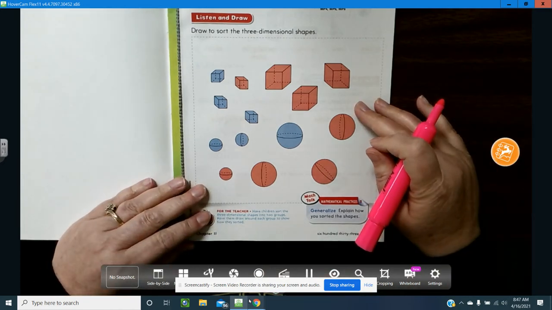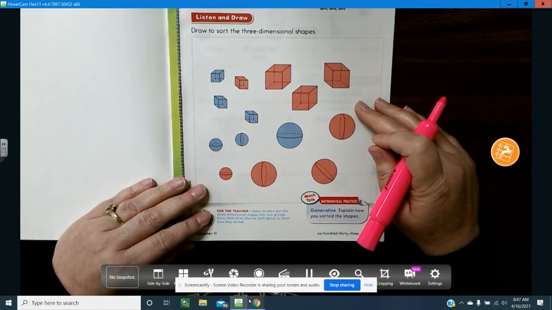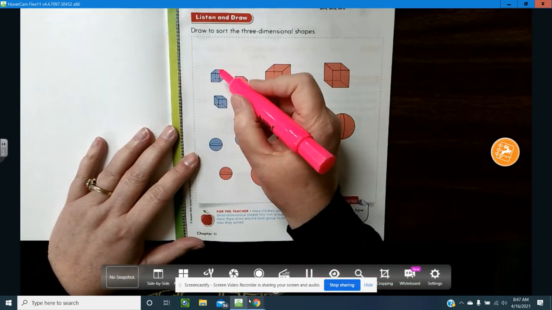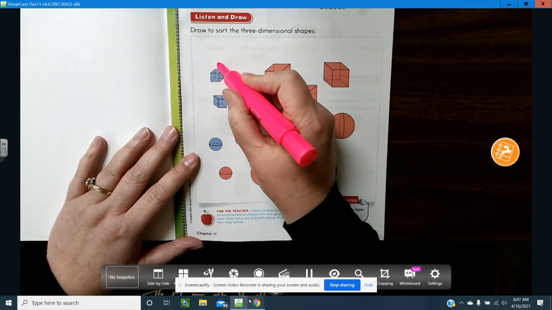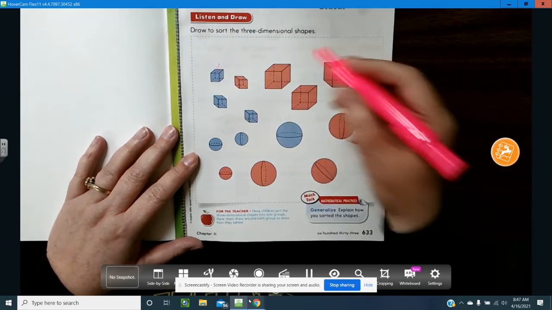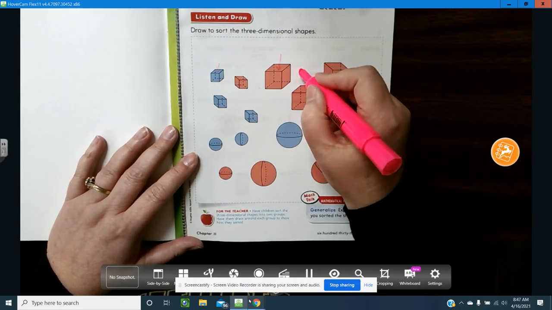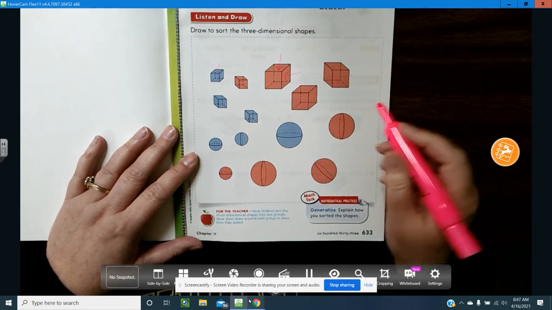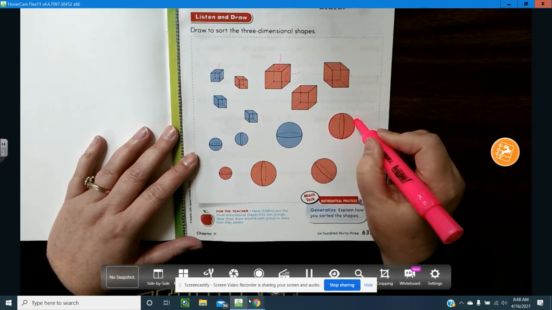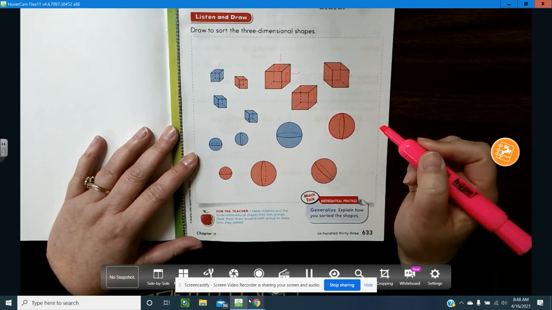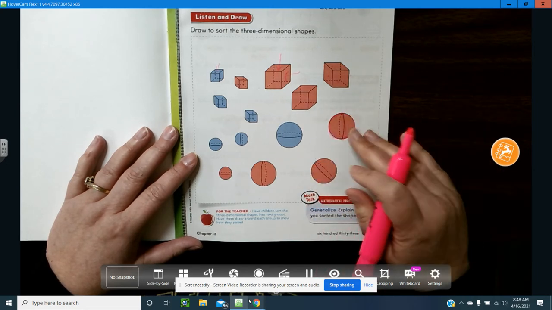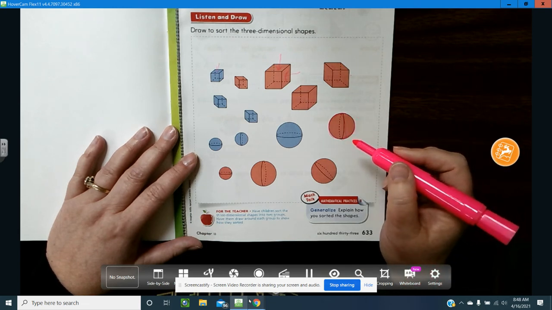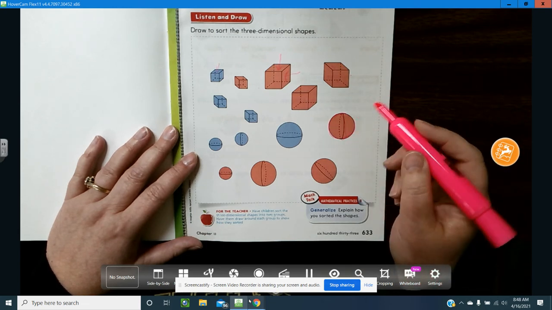These three-dimensional shapes that are on the picture can be in two groups. If you look at these shapes, all of the cubes have flat sides. See that? There's a flat side there and a flat side there. They all have flat sides all the way around. These all have curved sides. They're round. If you were to cut that in half, it would be like a circle there. So we're going to put ours in groups of curved sides and flat sides.